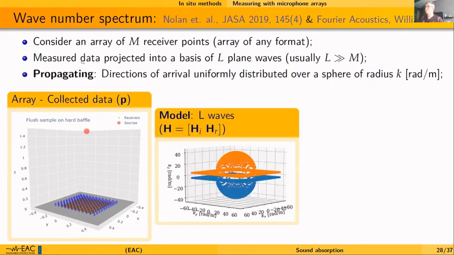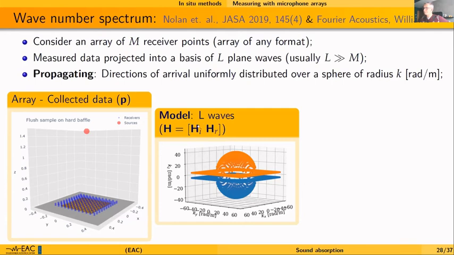From this measured data, we project this measured data into a basis of L plane waves. And usually the number of plane waves that we have in our basis is much larger than the number of sensors that we have. And we have both propagating waves and evanescent waves. So this is what this figure here represents. This is the basis that we have of incident plane waves in blue and reflected plane waves in orange. And what is in the sphere is propagating plane waves, and what is beyond the sphere is evanescent plane waves.